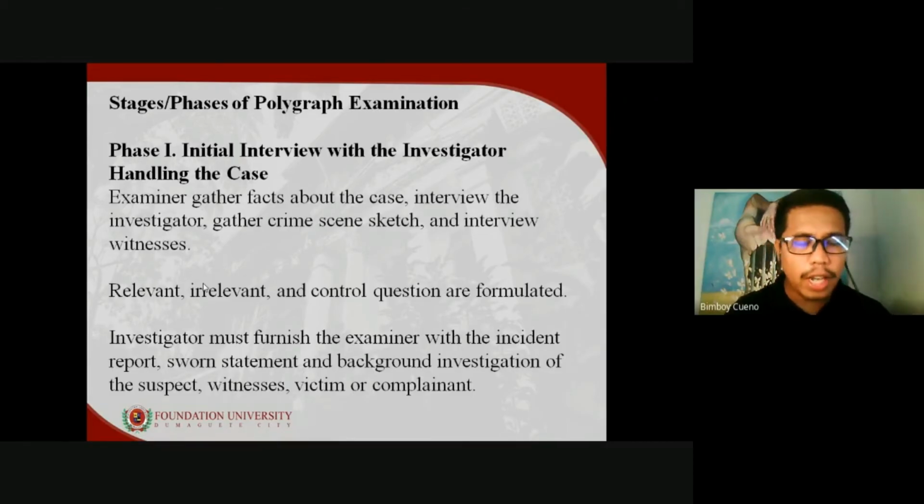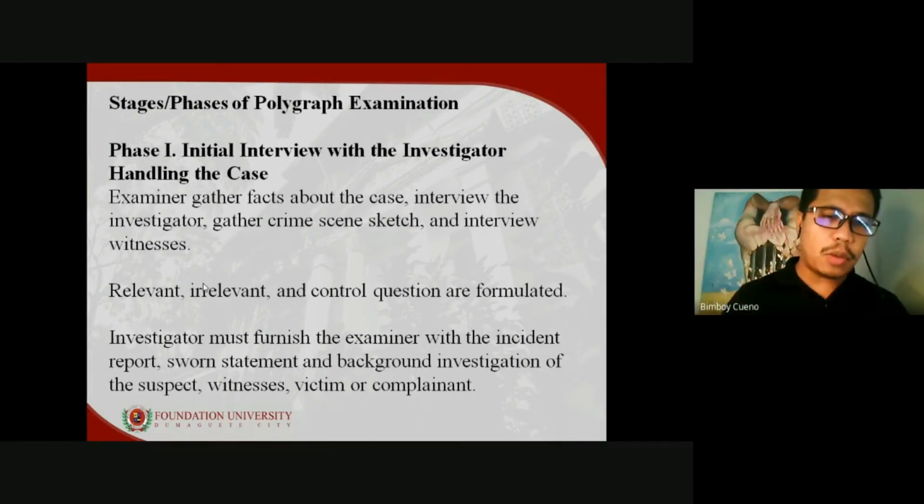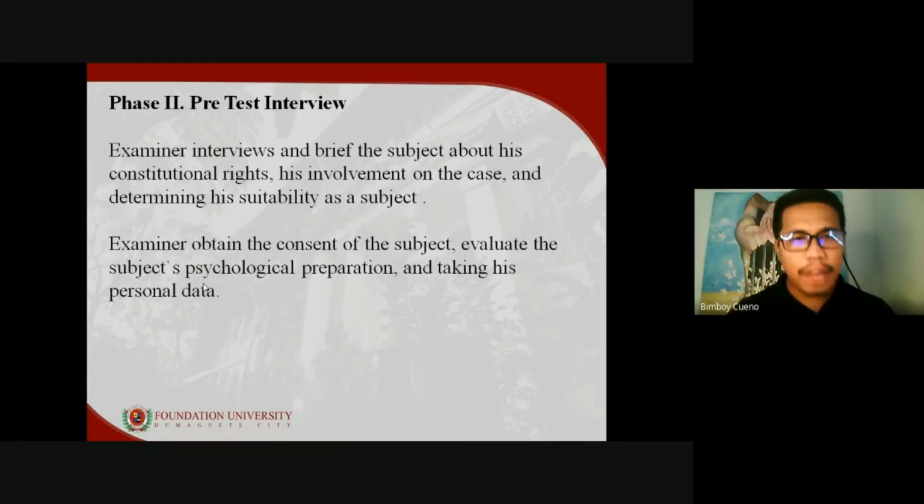Okay? So again, duha lang may tabuan niya, the gathering of facts by taking a look on the crime sketch, on the interview of the witnesses, the deposition, the sworn statement, etc. Once the facts are already gathered, you now draft the questions. Okay? Phase 1. Sa phase 2, maunay mahitabo.